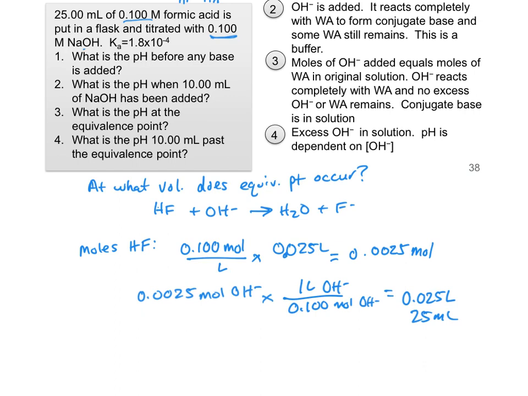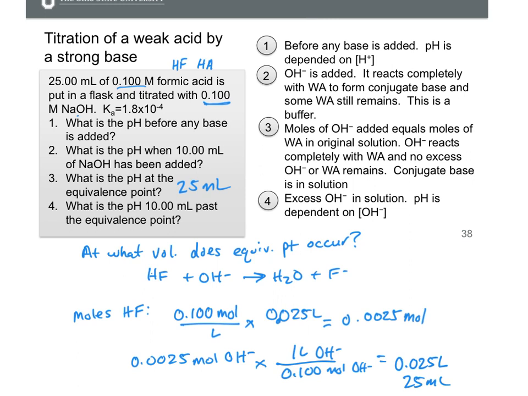Questions on that calculation? All right. So we know that our equivalence point is going to occur at 25 mL. We're going to keep that in mind because we know that anything past 25 milliliters, we're going to work with strong base. That's the only thing that's going to affect the pH. And before that, we may have a buffer, unless we're very early on and haven't added any base at all.